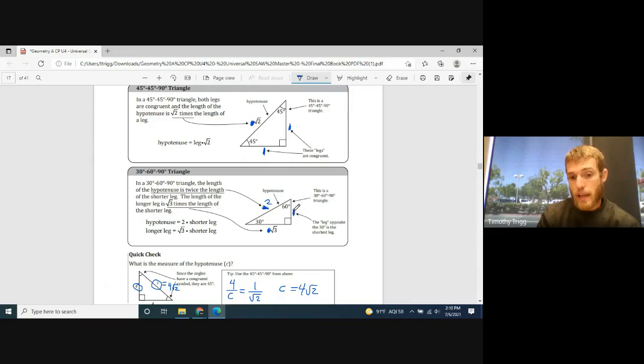So the shortest leg, which is opposite from the 30, that is a 1. Let's think of it that way. And the one opposite from the 90 is 2. It's double that. So if this length, let's say this were length 20, then this one would be length 40. It'd be double. And then this length would be 20 times the square root of 3.